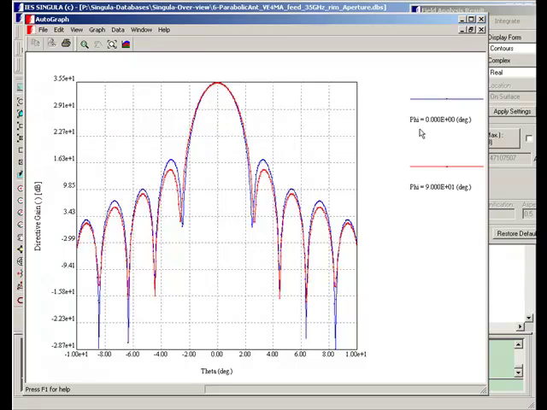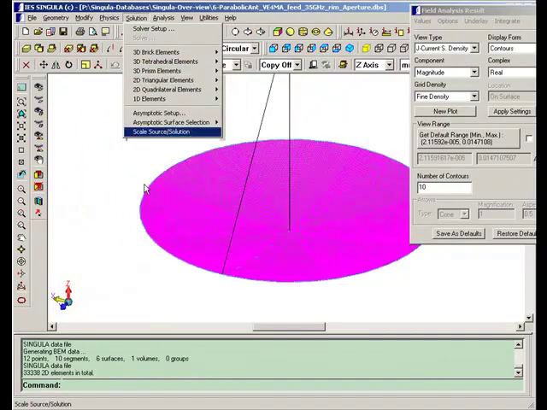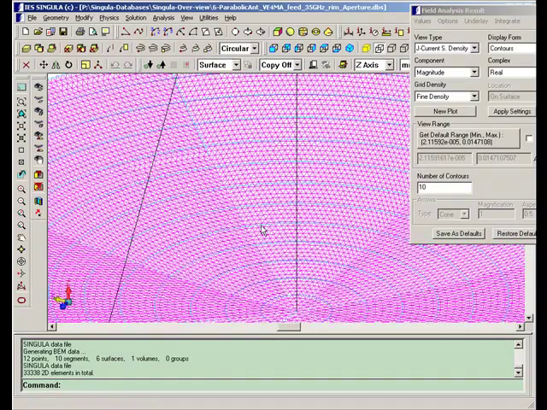Blue color indicates the directivity gain pattern in the phi equals 0 plane. The red color indicates the plane phi equals 90 degrees. Let us go to the mesh used in this problem.